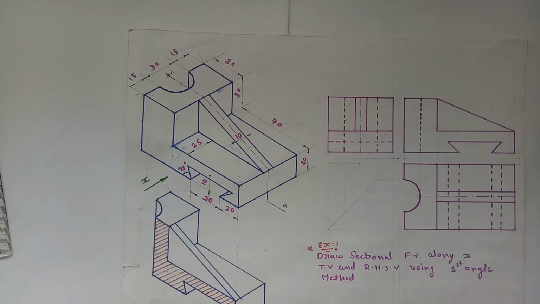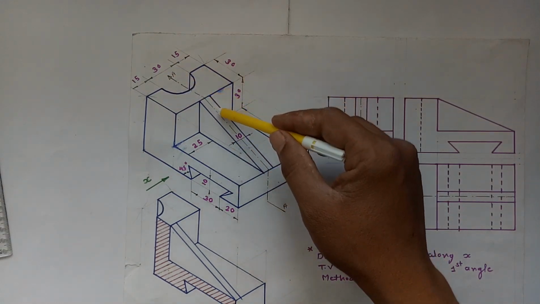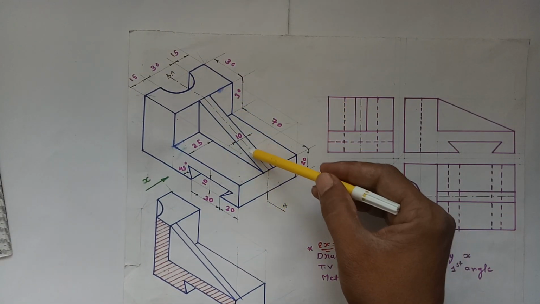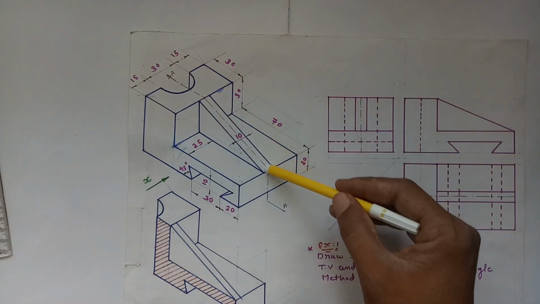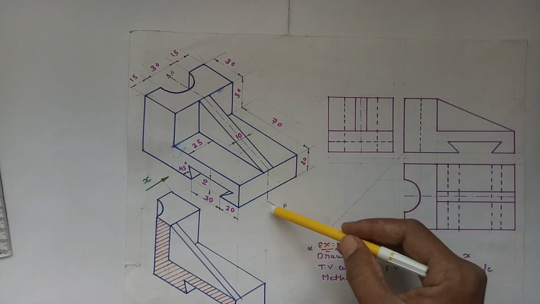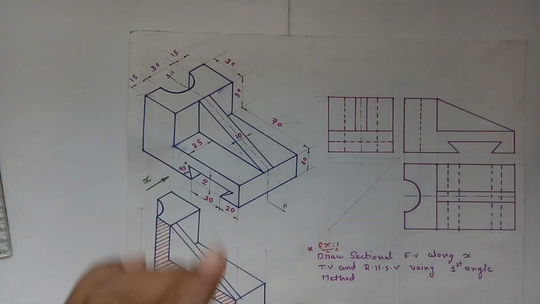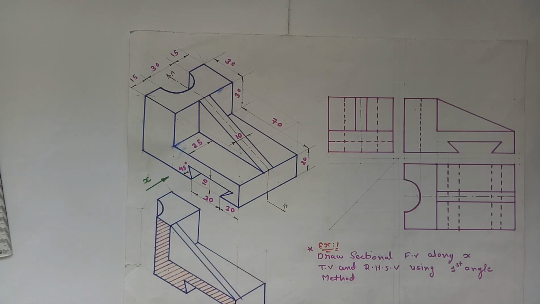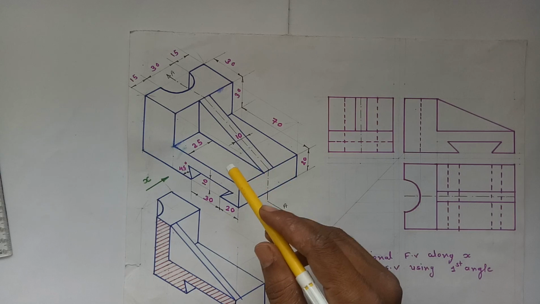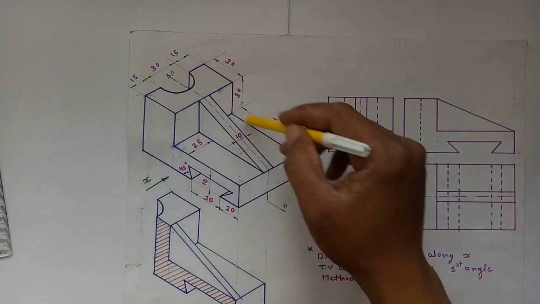Now about the sectional front view. We have to take the section of the object along this axis shown in the figure as a cutting plane line. So we have to cut the object from here. Now to understand the sectional orthographic view, first of all let us show the cutting plane over here by using the cutting plane line.